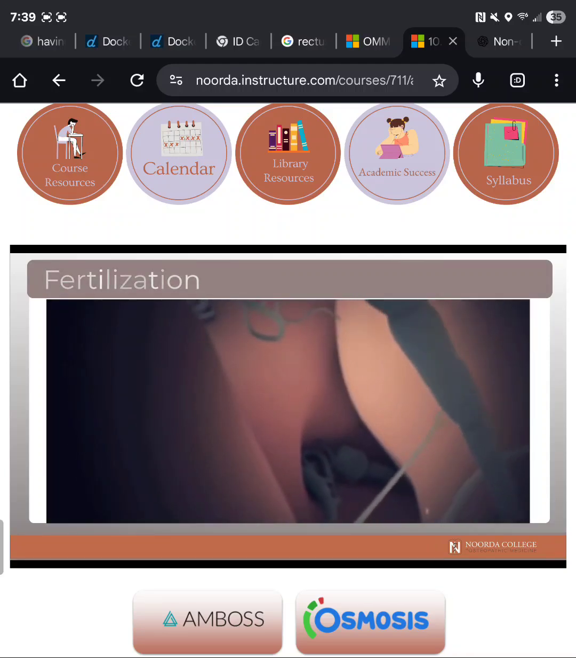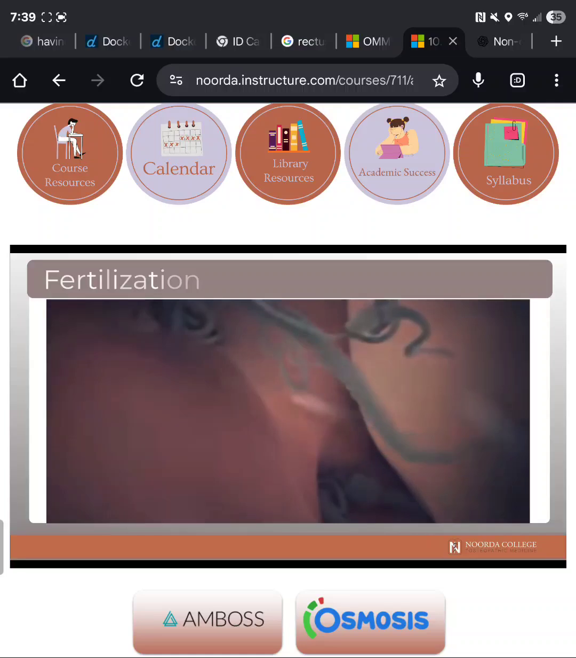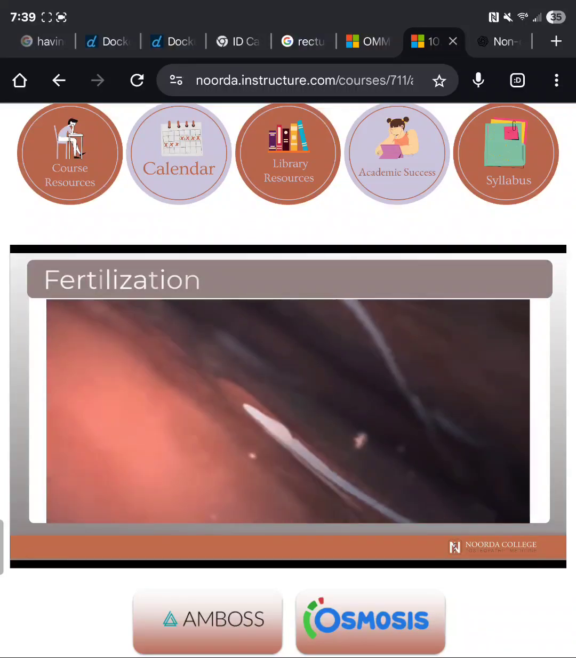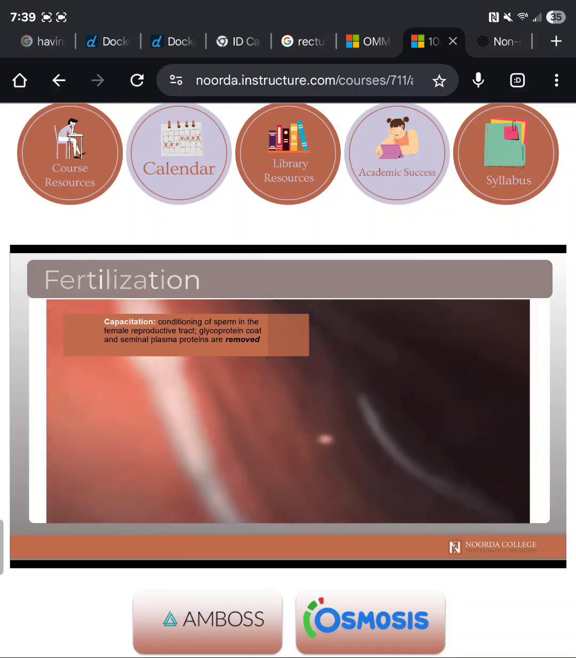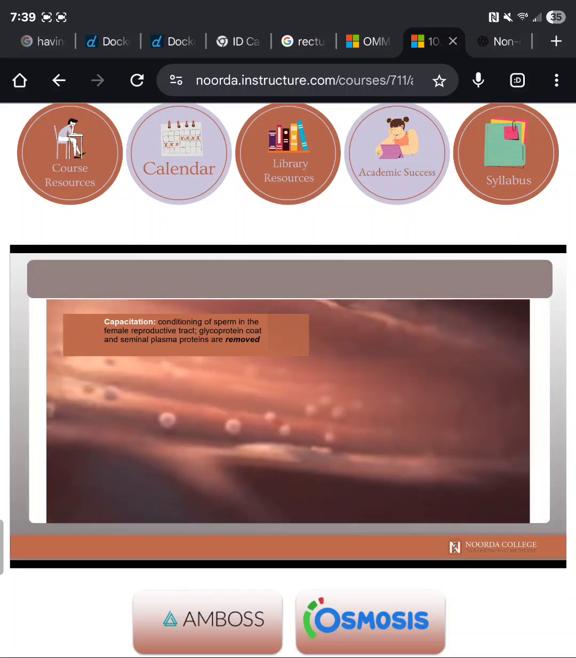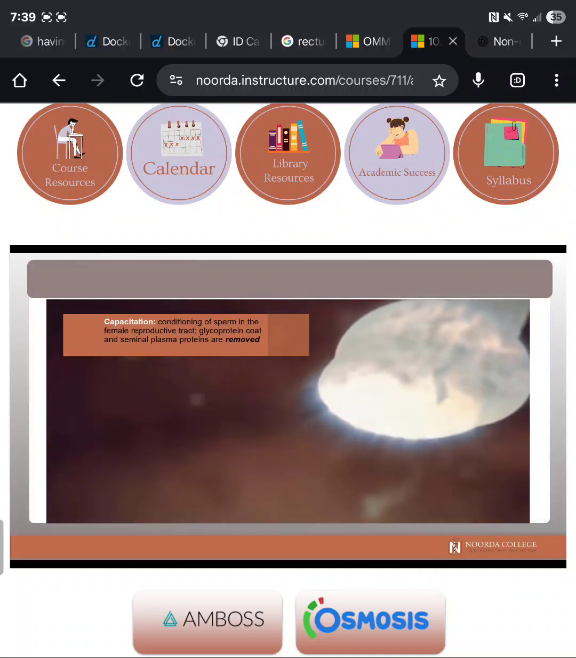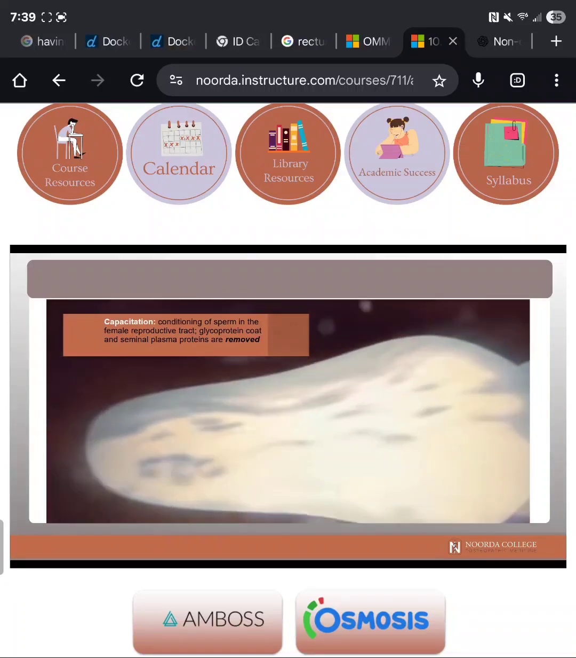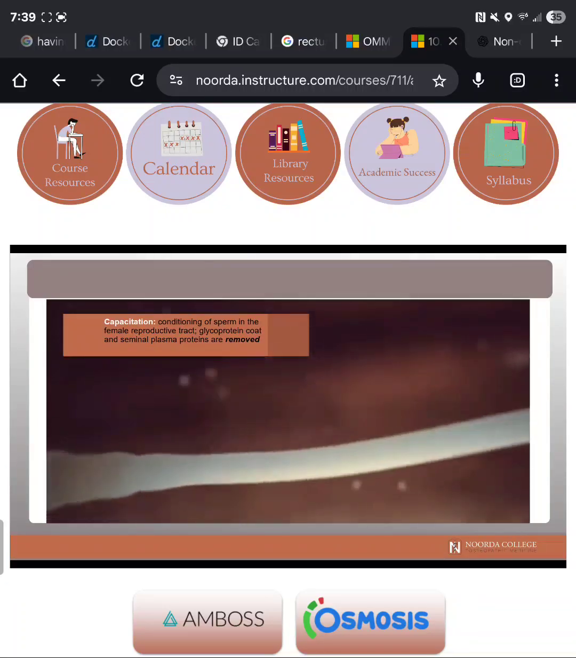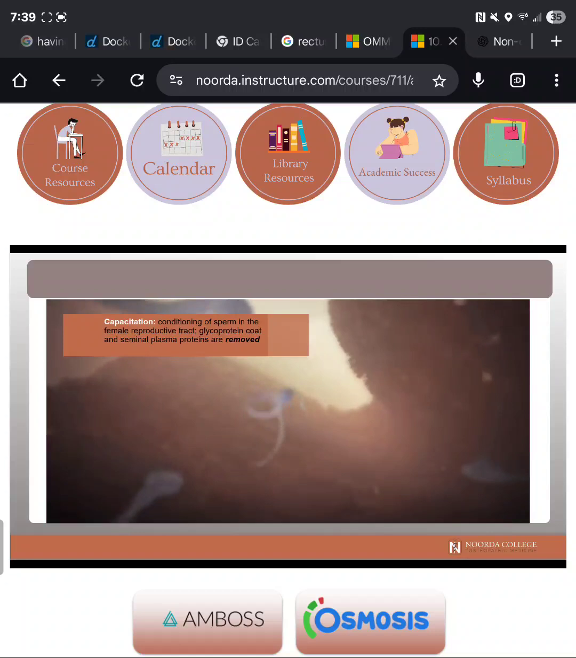So what is capacitation? Well, this is the conditioning of the sperm in the female reproductive tract where the glycoprotein coat and the seminal plasma proteins are removed. Morphologically, there is no visible difference. However, only capacitated sperm can actually pass through the corona radiata and fertilize the egg.